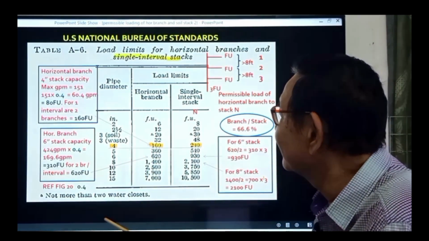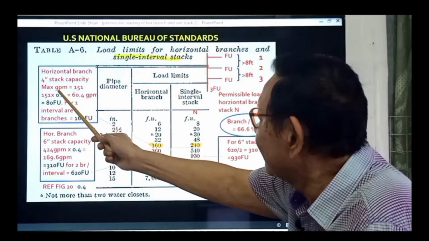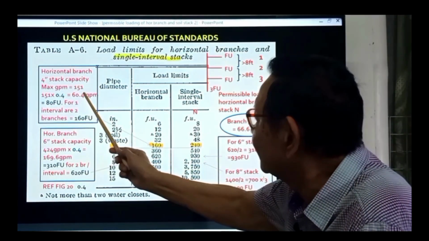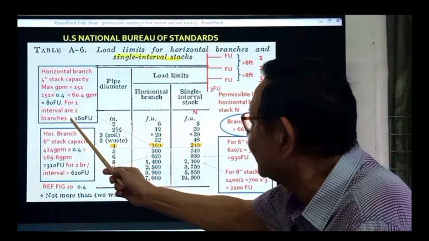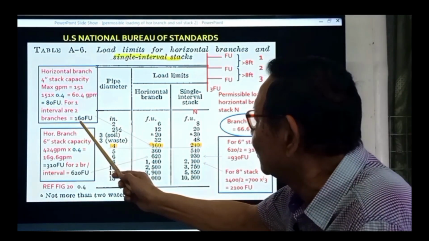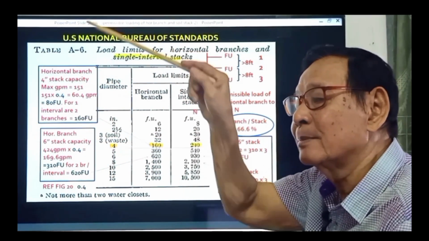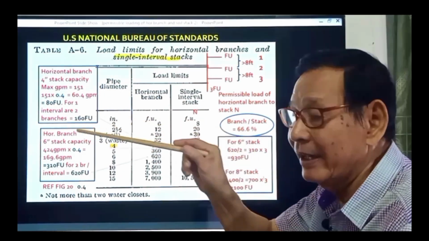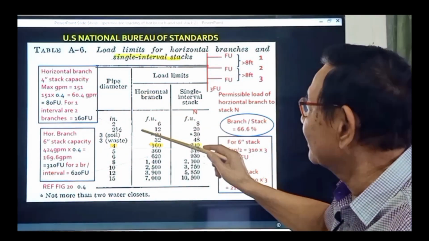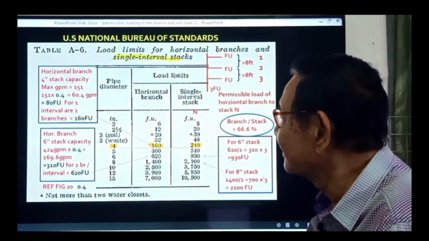HCCL4 is 160. Where did this 160 come from? Kanina, sinasabi natin, 40% of the maximum GPM is 151. That is 60.4. 80 for 1 interval or 2 branches. 2 times 2 times 80 is equal to 160. That is any time i-discharge mo yung 160, okay, any time i-discharge, sabay. That is the maximum you can have, 160 fixture units in that branch.